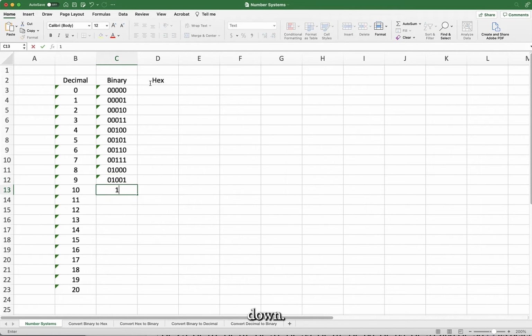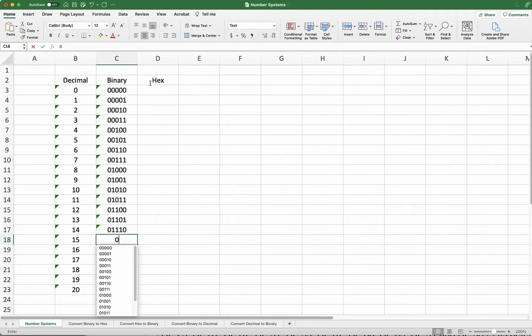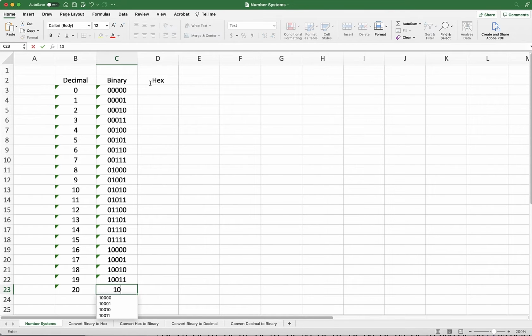All the way down. So now if we take a look at 20, that is saying I've got 1 unit of 2 squared and 1 unit of 2 to the 4th, which is 16. 16 plus 4 becomes 20.